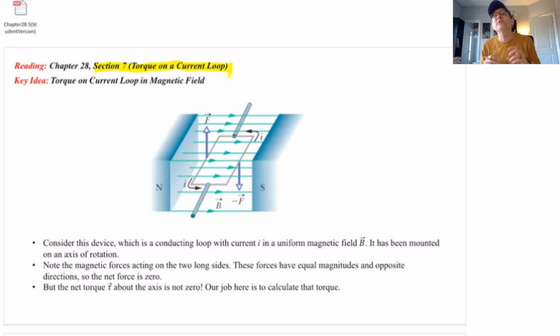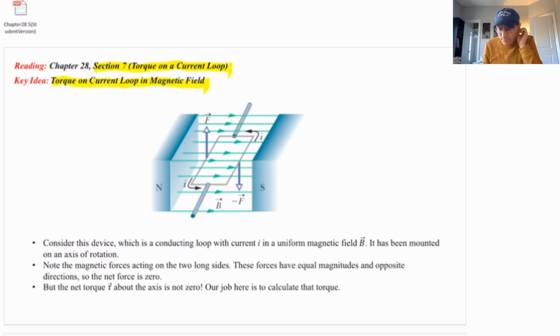So it's worth understanding the physics of the basic operation of such a motor by looking at the tendency for a current loop in a magnetic field to rotate about this axis of rotation. And when we talk about rotation about an axis, we tend in physics to talk about the concept of torque. So the key idea here is to calculate the torque on a current loop in an external magnetic field.